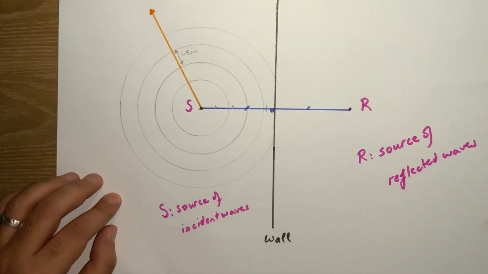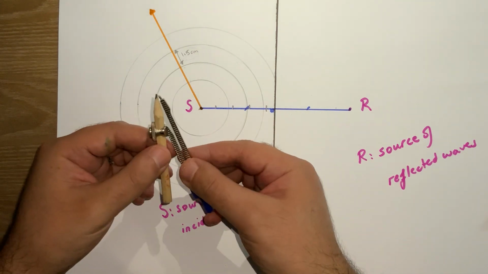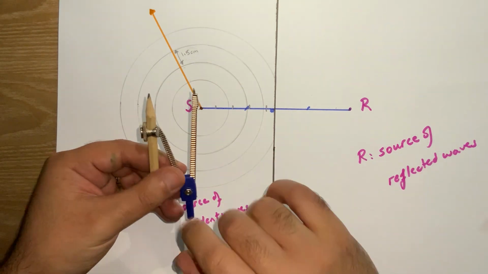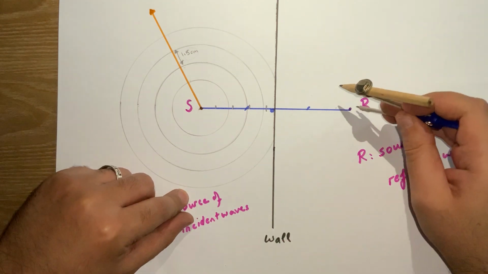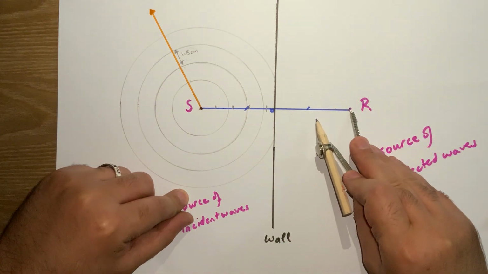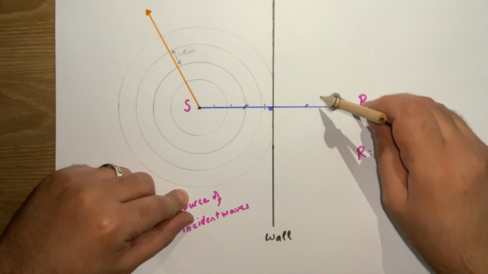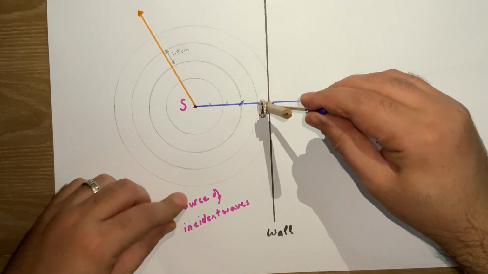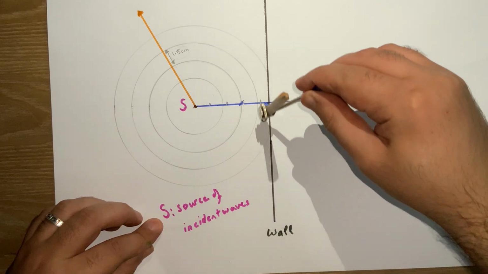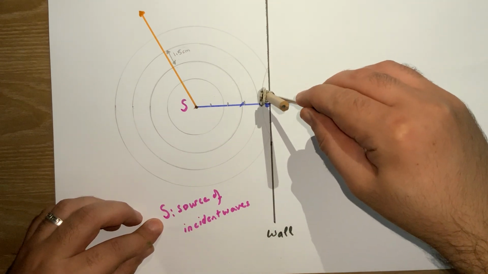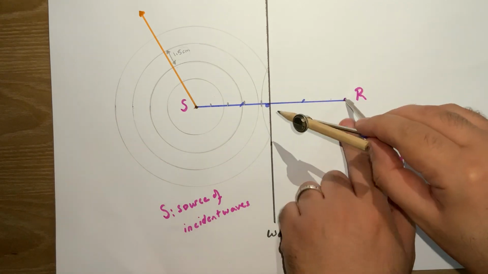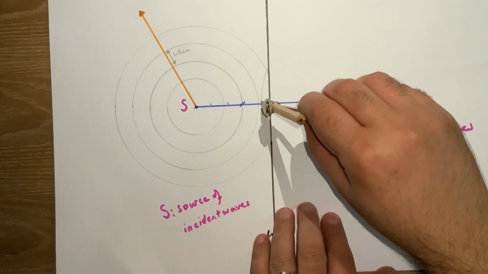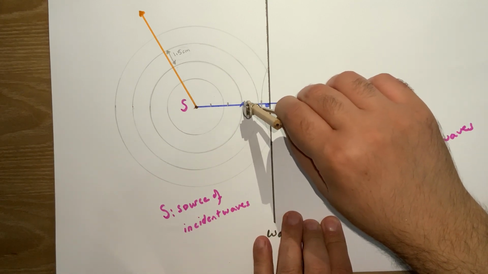Now, what is the last step? The last step is to get a compass. I have this compass, a metallic leg and a pencil leg. The metal leg will be placed at the source of the reflected waves, letter R in this video. And the pencil leg will be placed at the first point, here. Then I draw in water. I keep the metal leg in position. Then, don't move it, move the pencil leg to the next point.